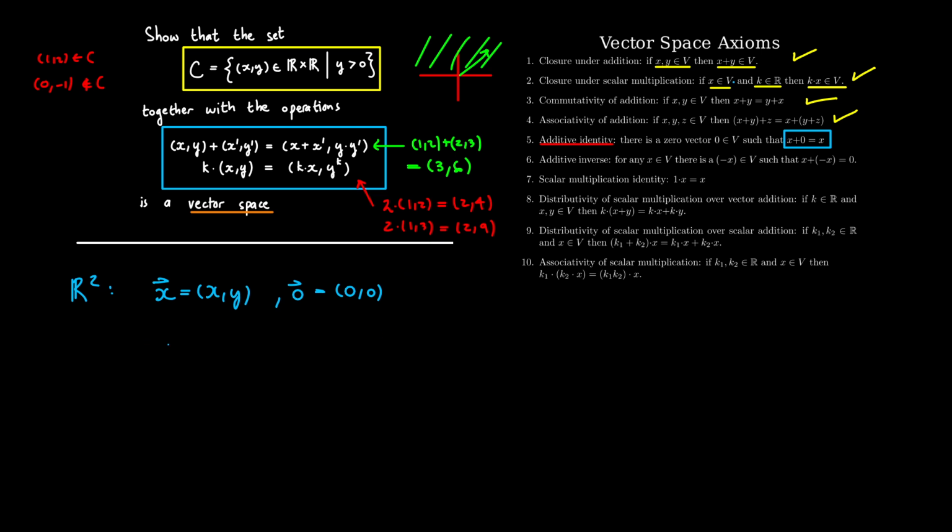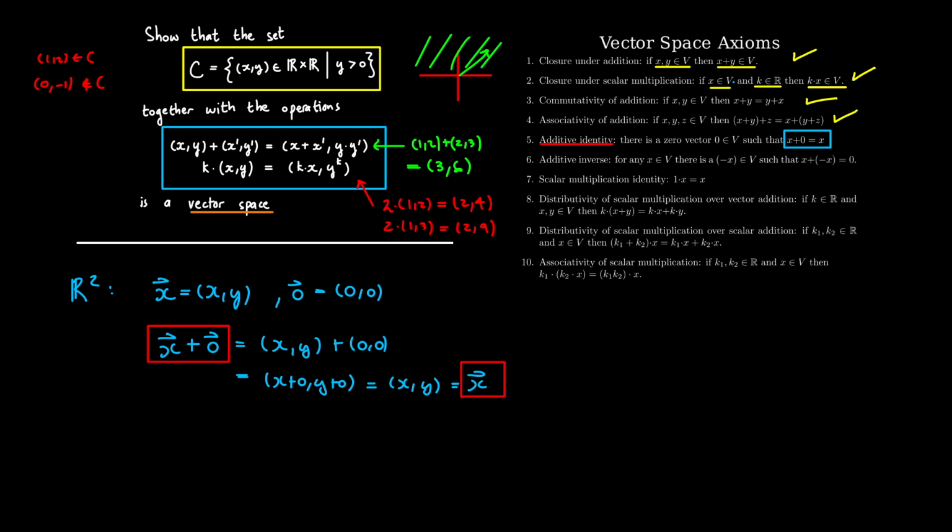And the reason for that is because if I take x, no matter what it is, and I add it to this vector 0, I get (x, y) plus (0, 0). And in Euclidean space, when we add in the usual way, we just get (x plus 0, y plus 0), and this is just equal to (x, y), which is equal to x. And so this additive law here is going to be true. x plus 0 is equal to x. In general, let's just keep note of that.